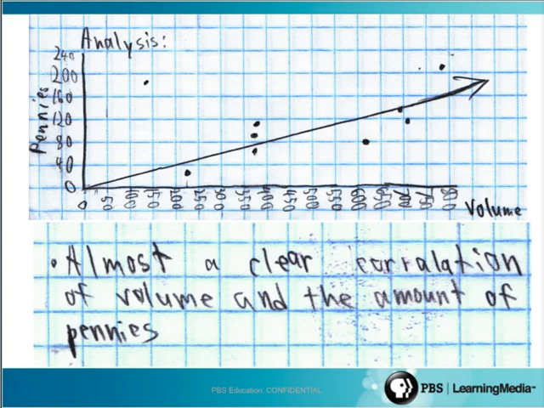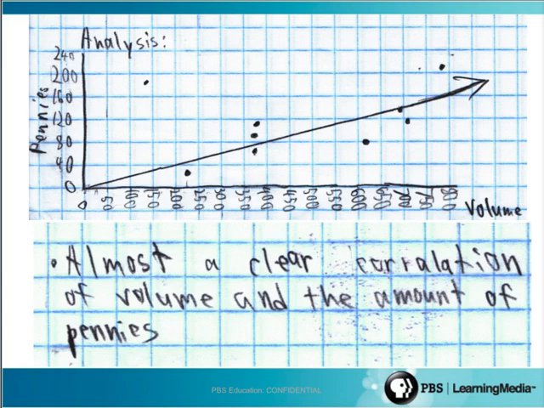And here's what we would all expect, or what we would be looking for to show the representation. And this is, like I said, one of my honors geometry kids. So he says, with this scatter plot with a line of best fit, almost a clear correlation of volume and the number of pennies. Now this one's an interesting one because his table group, a number of them did this together.